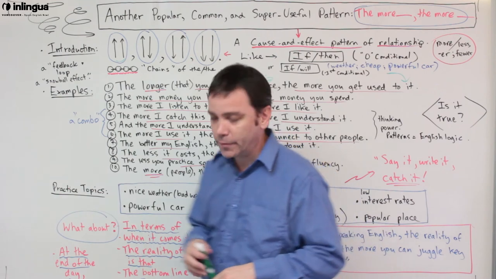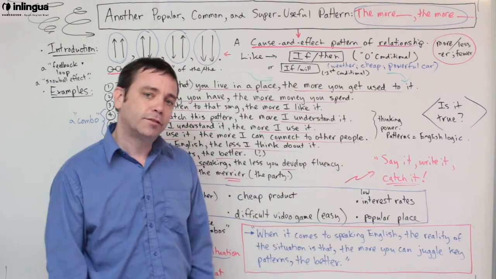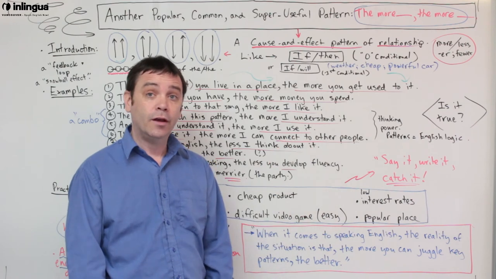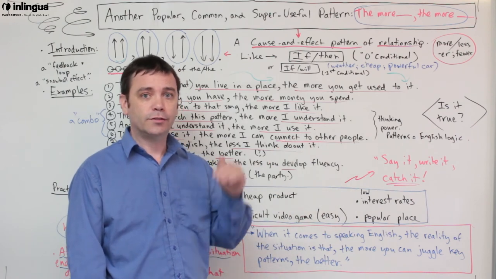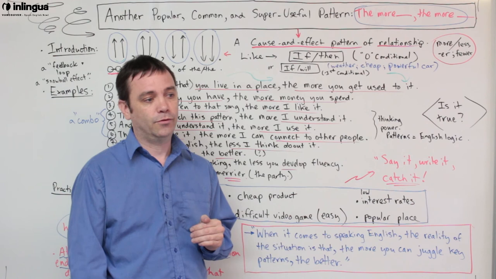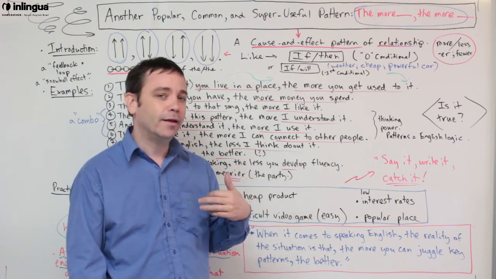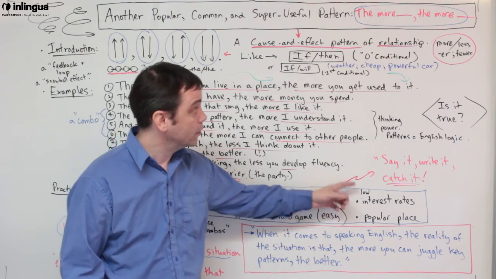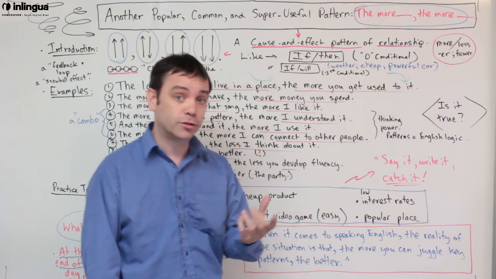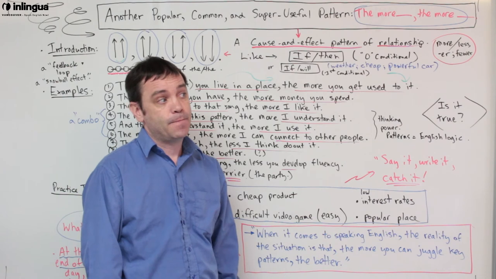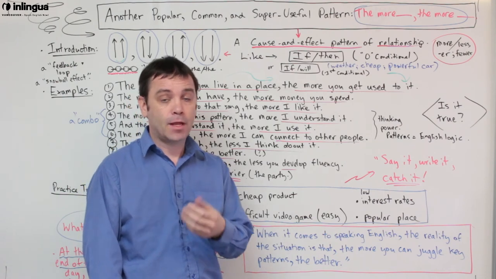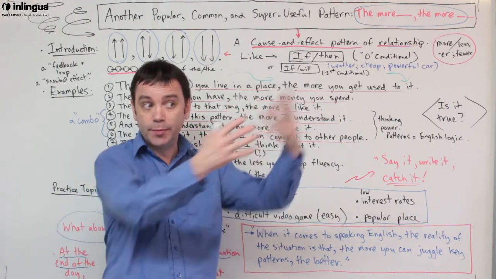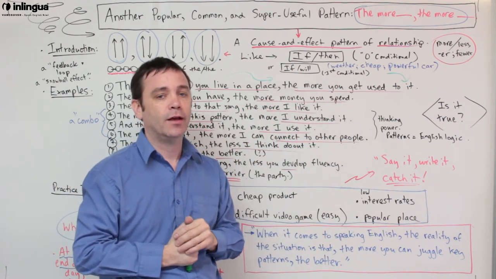A couple more. Here's a little bit more advanced topic. Low interest rates, like bank interest rates. Right now in Canada, the interest rates are really low. So it's easy to get money from the bank, and that means it's easy to buy things. So what can you say? The lower the interest rates, the more people will buy a house. The lower the interest rates, the more people will go out and buy an apartment or a house.